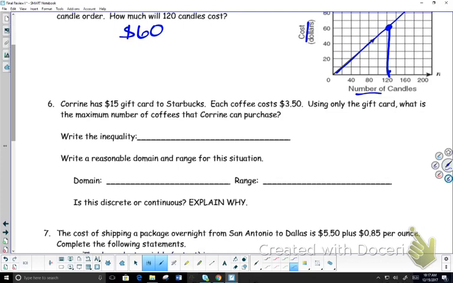Corinne has a $15 gift card to Starbucks. Each coffee costs $3.50. So $15, notice it tells us to write the inequality. $15 is that answer, that total we talk about. In this case, $15 is the maximum, which means our inequality needs to have the sign of the maximum side facing the $15. She's willing to spend all her $15, so it would be equal to it, correct? And then every single coffee that she buys is going to cost $3.50.